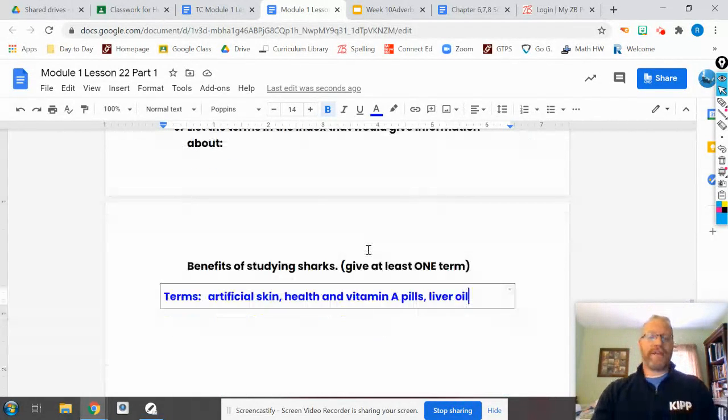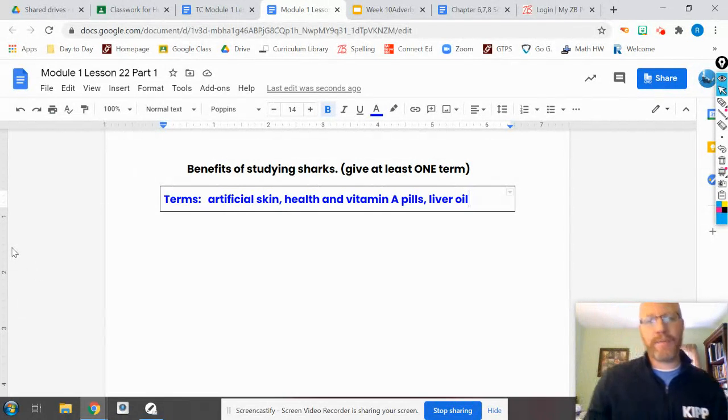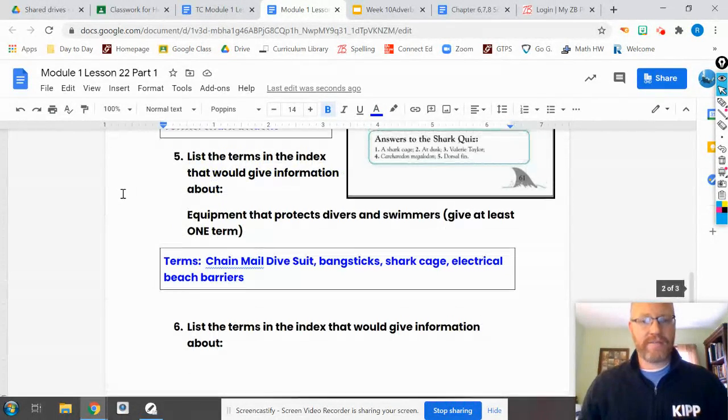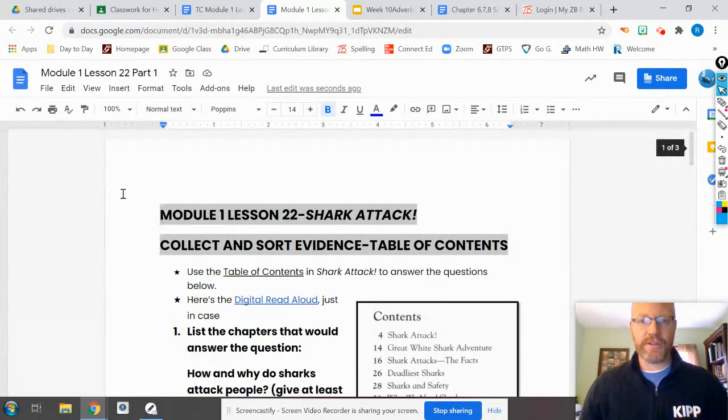Well, that's all we had to do today, was explore the table of contents and the index of this book. So once you have that finished and you've typed your answers, you are done with this part of the lesson.